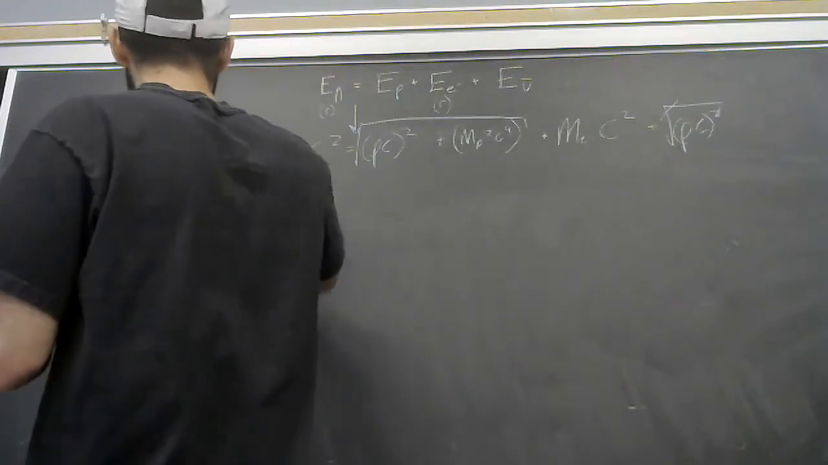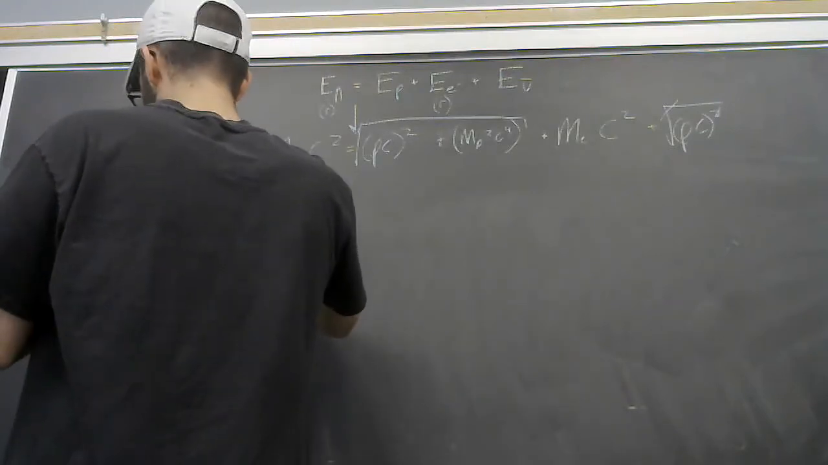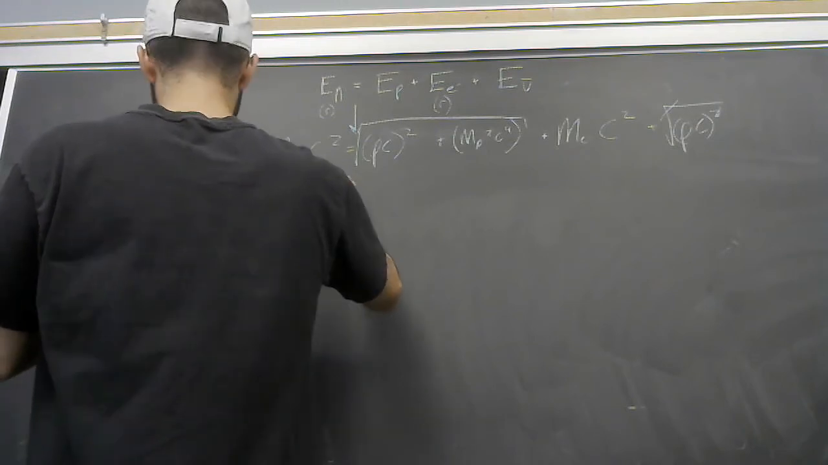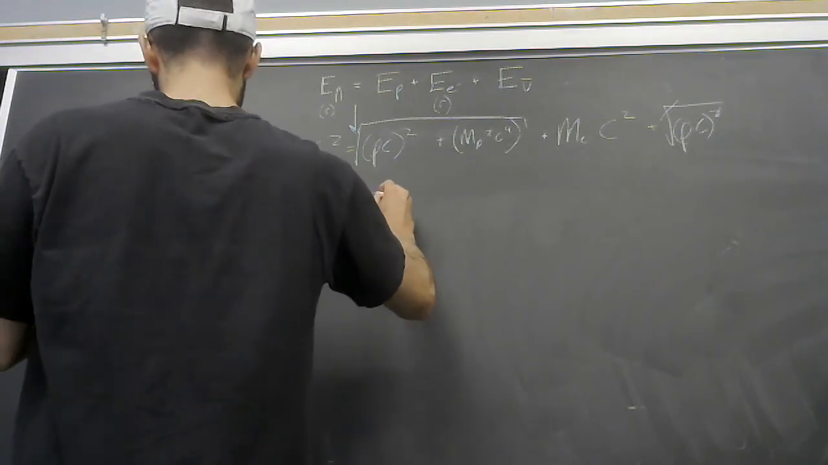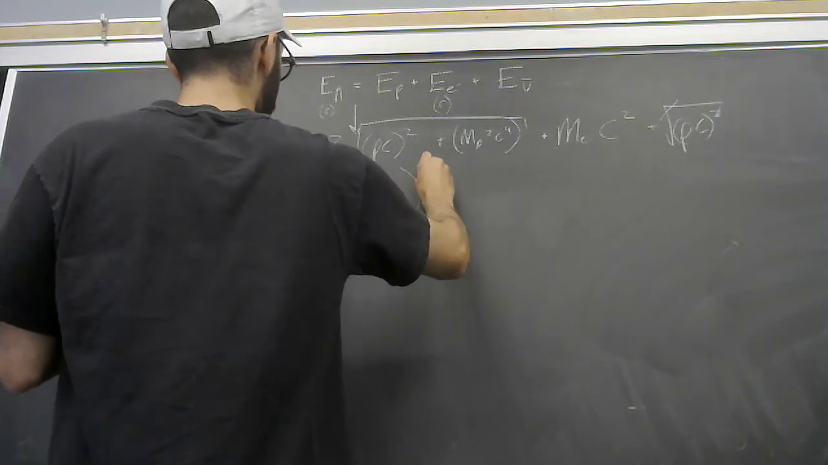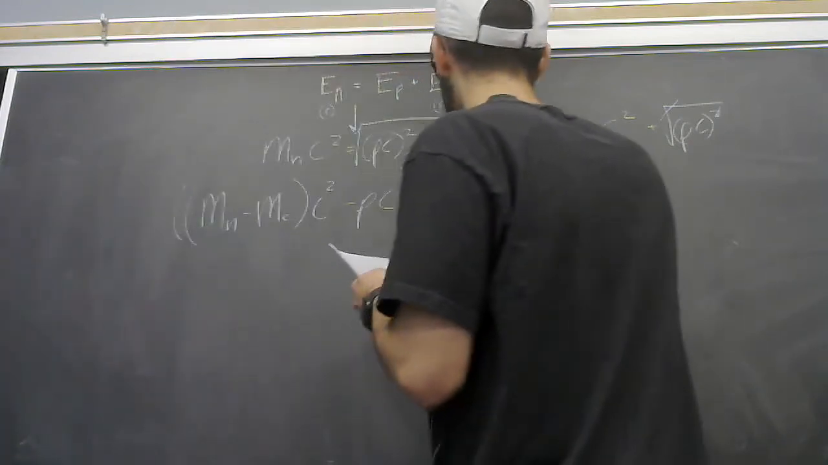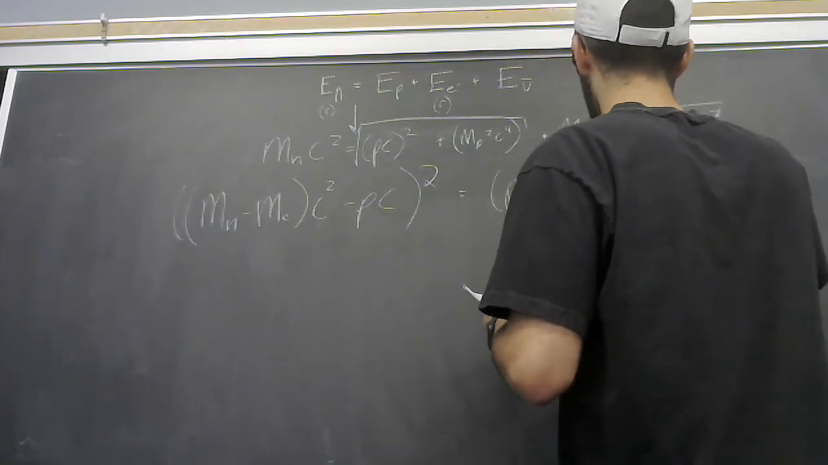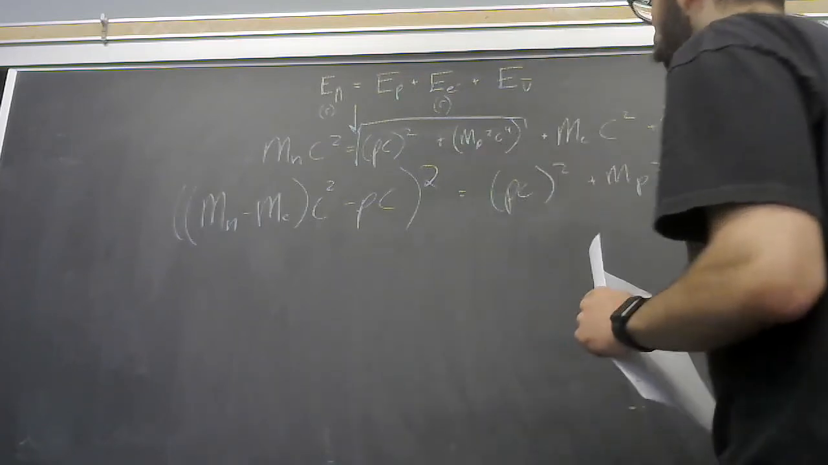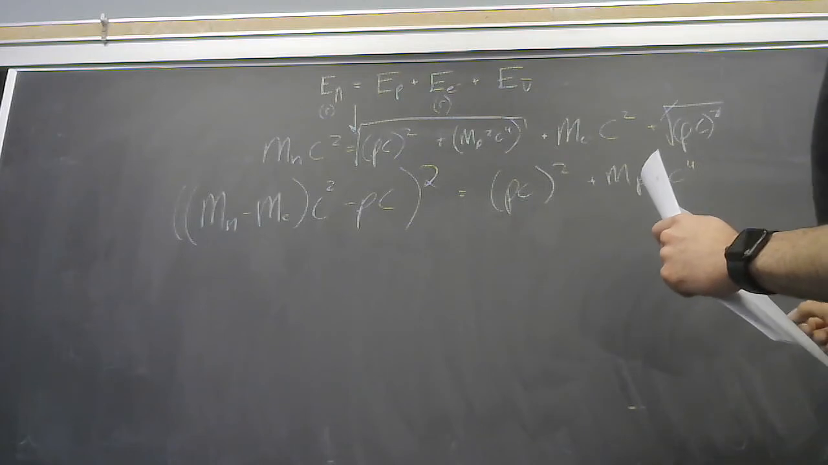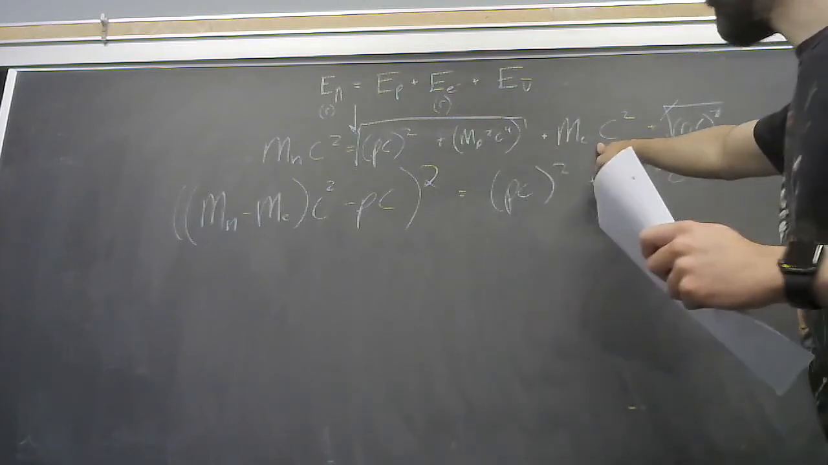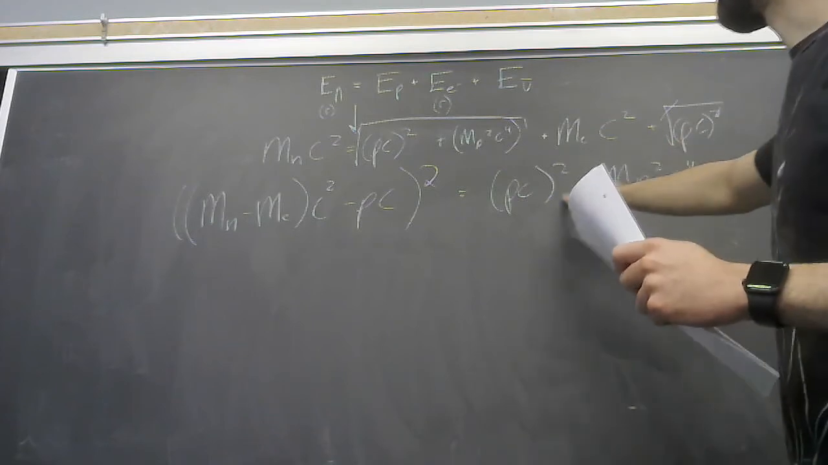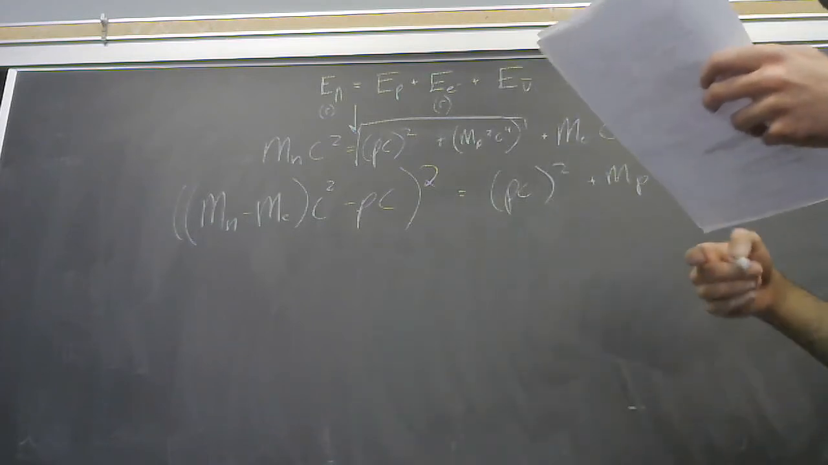So I'm going to combine the steps here. I'm going to say (mn minus me) c squared minus pc, and then this whole thing is going to be squared to get rid of the square root. So that's going to be equal to (pc) squared plus mp squared c to the fourth. Just making sure I'm not missing anything. What I did was bring this to the opposite side, factor out a c squared, then subtract pc, and then square both sides to get rid of that square root.